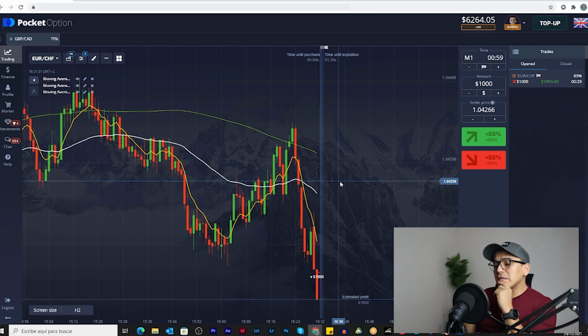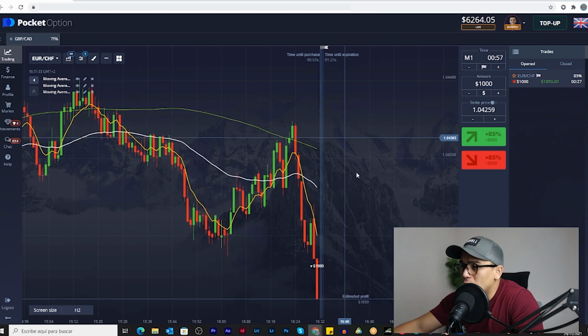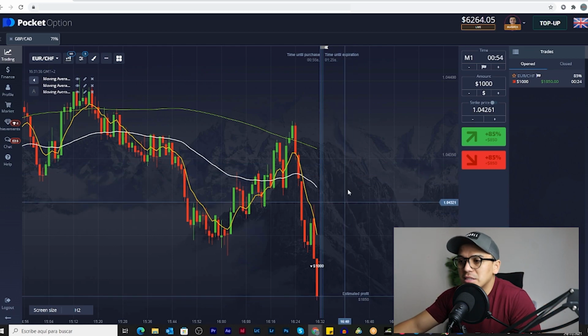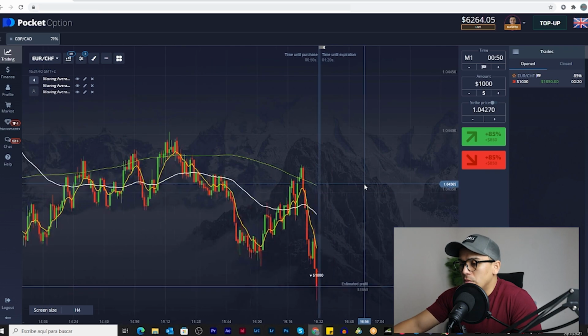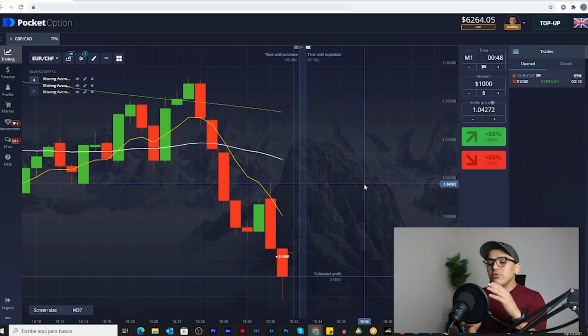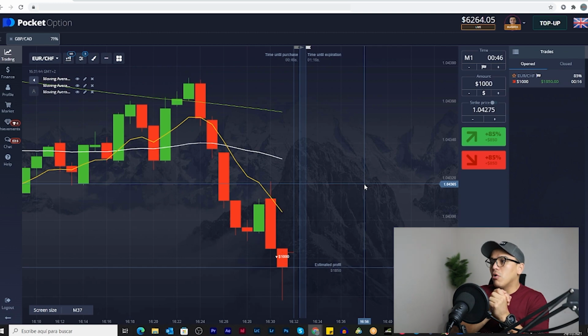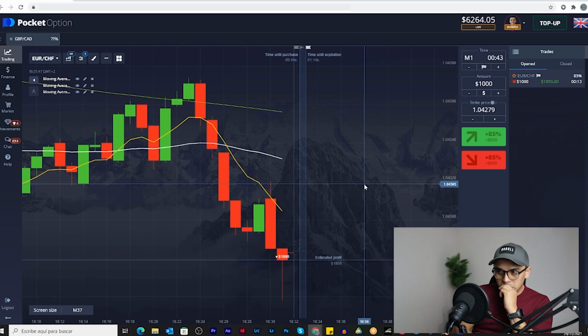I decided to take this other signal because I see a stronger red candle. That means the market is going to continue going down. So this is a simple strategy for beginners, but it's so profitable.